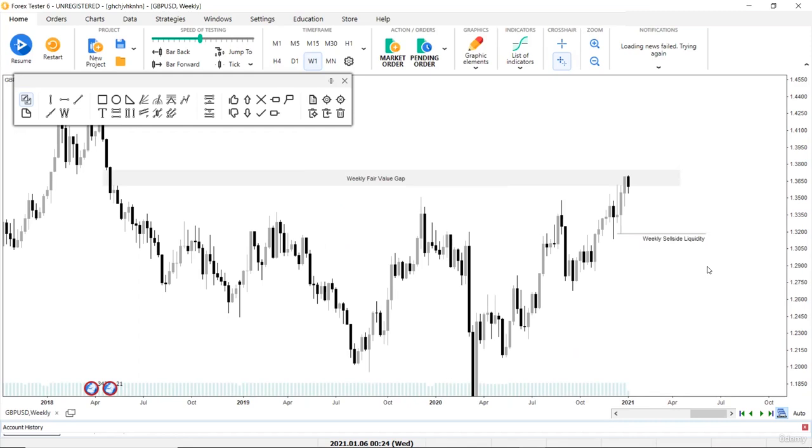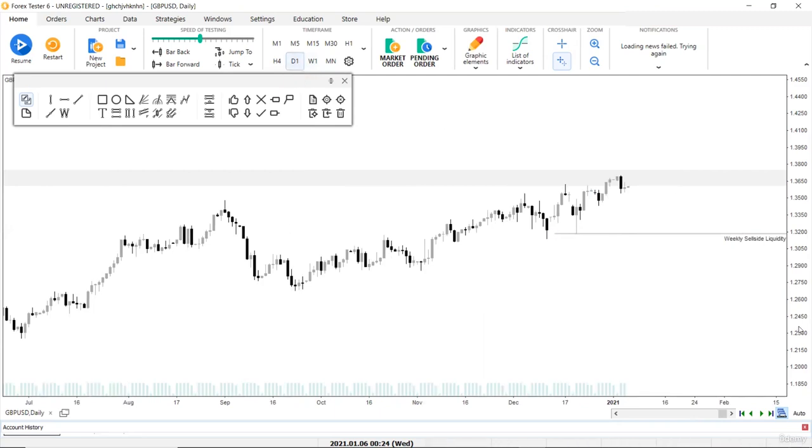You don't have to complicate things too much. This is where we'll be expecting price to go to for a while. All right. So you'd be expecting sells, but it doesn't end there. You have to go to the daily chart. And when you do that, you are going to see that there's a lot more activity going on.